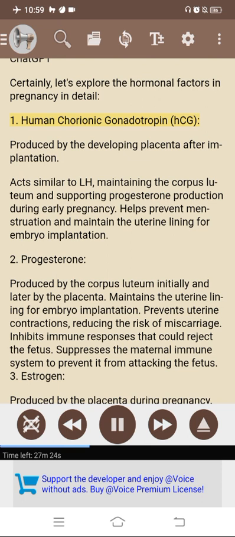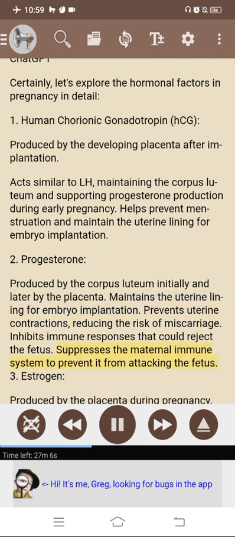1. Human chorionic gonadotropin (HCG). Produced by the developing placenta after implantation. Acts similar to LH, maintaining the corpus luteum and supporting progesterone production during early pregnancy. Helps prevent menstruation and maintain the uterine lining for embryo implantation. 2. Progesterone. Produced by the corpus luteum initially and later by the placenta. Maintains the uterine lining for embryo implantation. Prevents uterine contractions, reducing the risk of miscarriage. Inhibits immune responses that could reject the fetus. Suppresses the maternal immune system to prevent it from attacking the fetus.